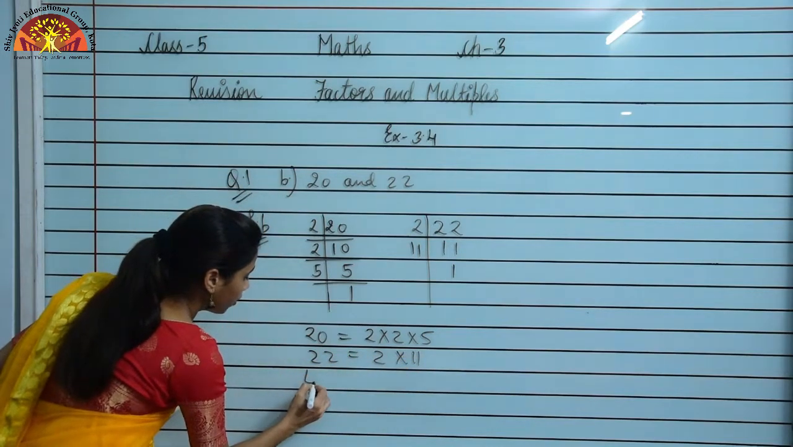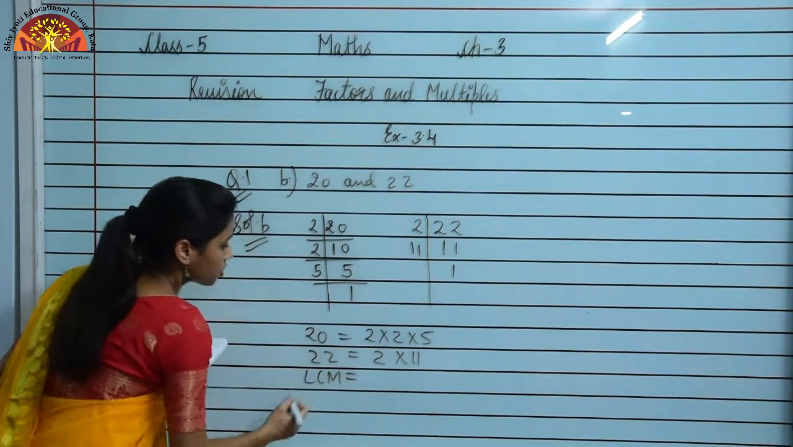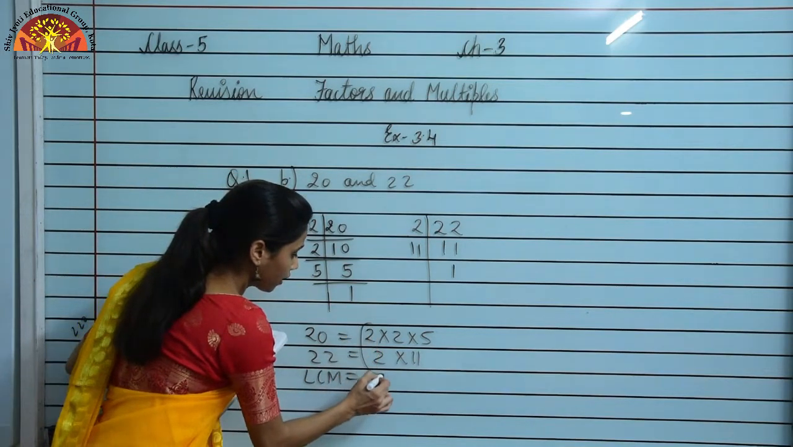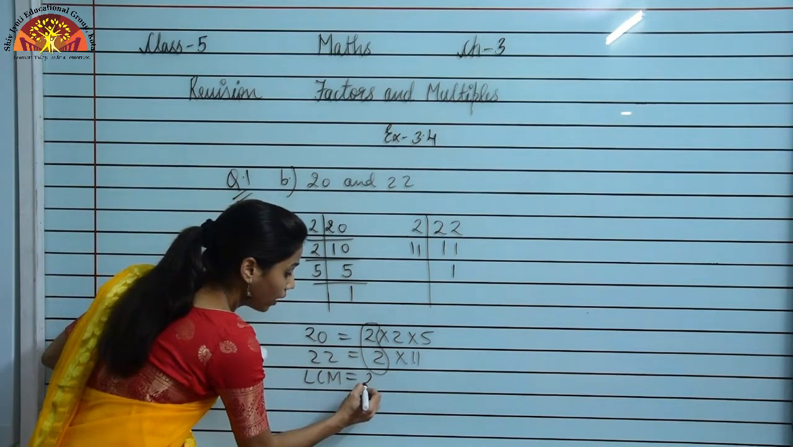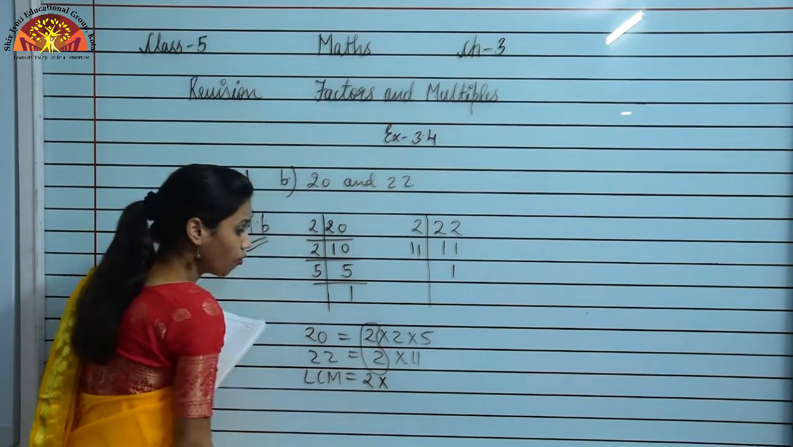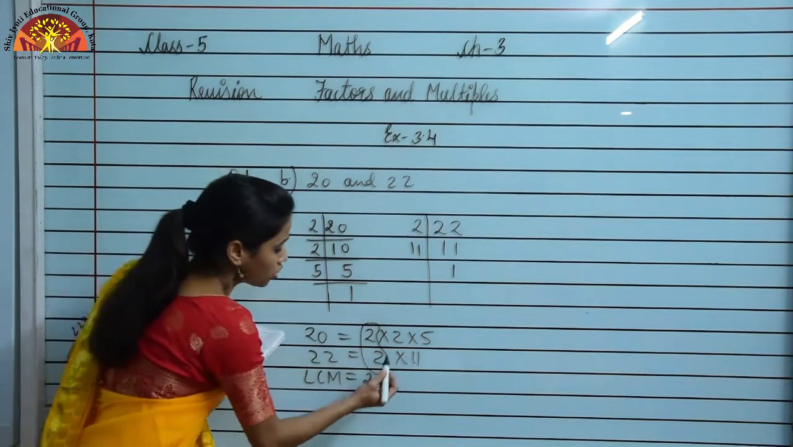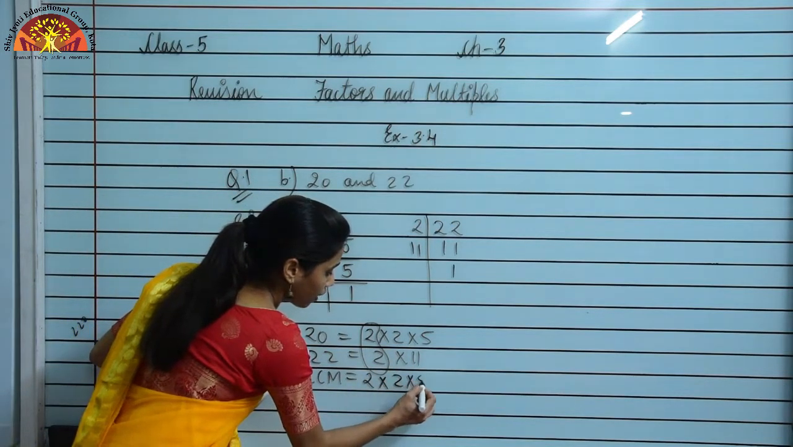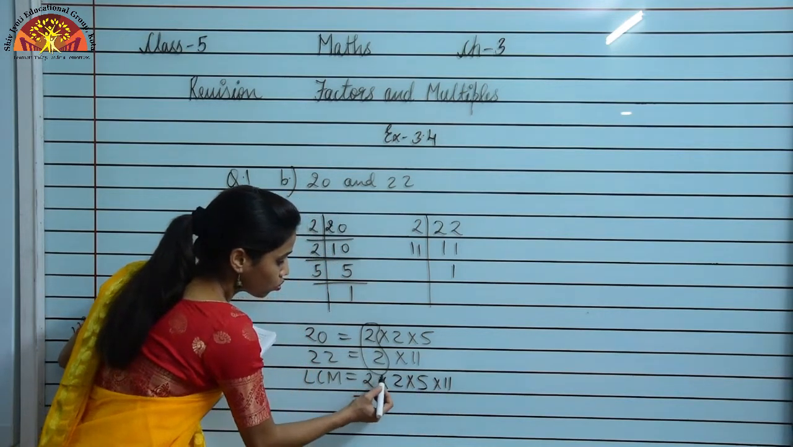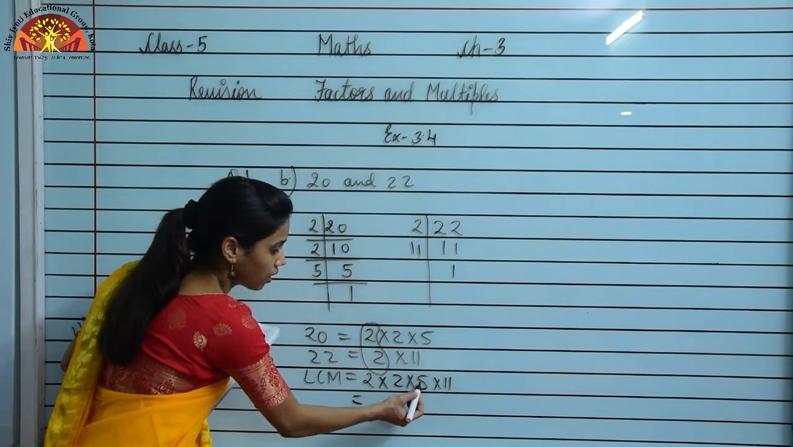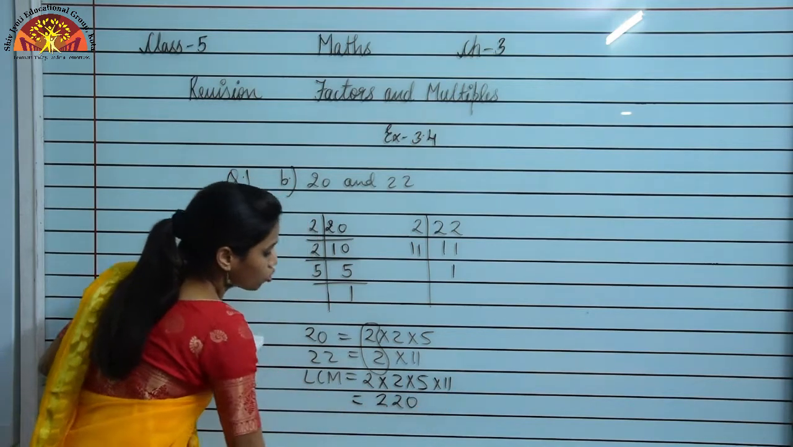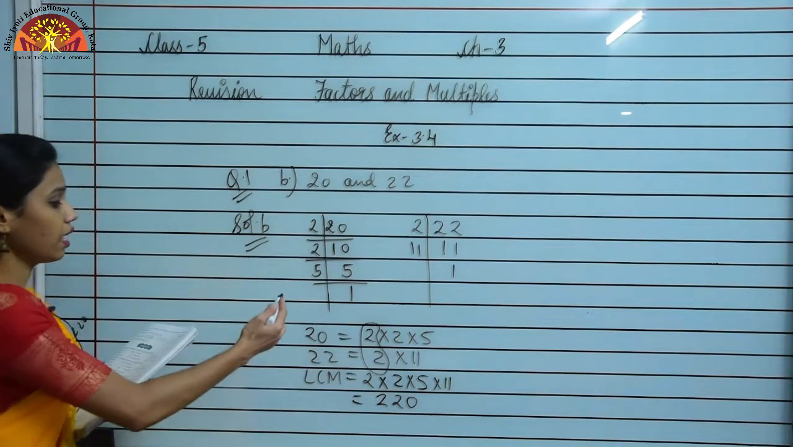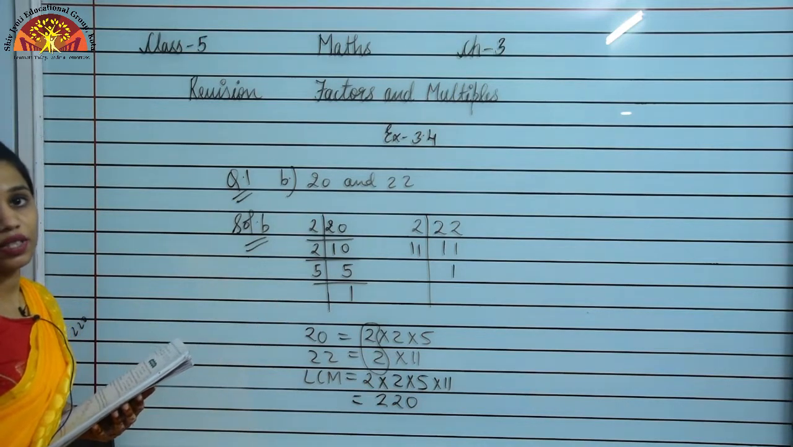Now we will find the LCM. Now what will we do in this? First of all we will write the common numbers. Now 2 is common, so we will write 2 1 time because it is common. Now we will write the leftover numbers, which is 2, 5 and 11. Now when we multiply this, 2 2s are 4, 4 5s are 20 and 20 multiplied by 11 will give you 220. Therefore, the answer is 220.